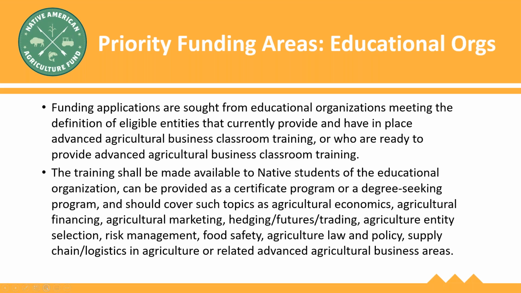Educational organizations. Funding applications are sought from educational organizations meeting the definition of eligible entities that currently provide and have in place advanced agricultural business classroom training, or who are ready to provide advanced agricultural business classroom training. The training shall be made available to Native students of the educational organization and can be provided as a certificate program or a degree seeking program, and should cover such topics as agricultural economics, agricultural financing, agricultural marketing, hedging, futures, trading, agricultural entity selection, risk management, food safety, agricultural law and policy, supply chain logistics in agriculture or related advanced agricultural business areas. Next.